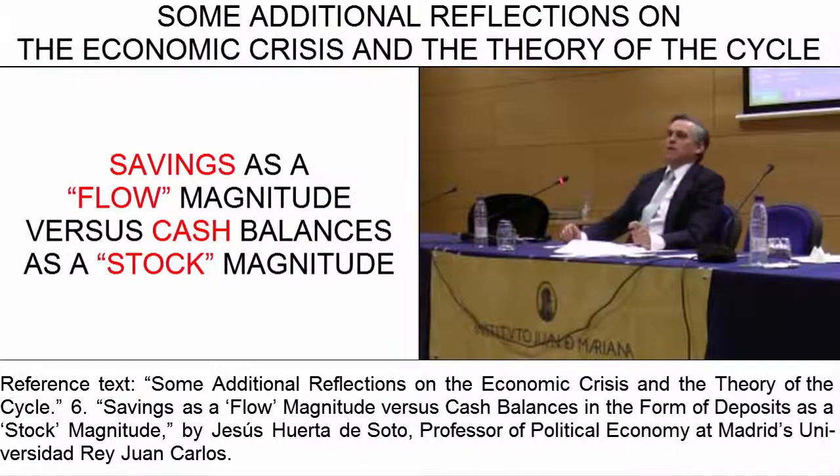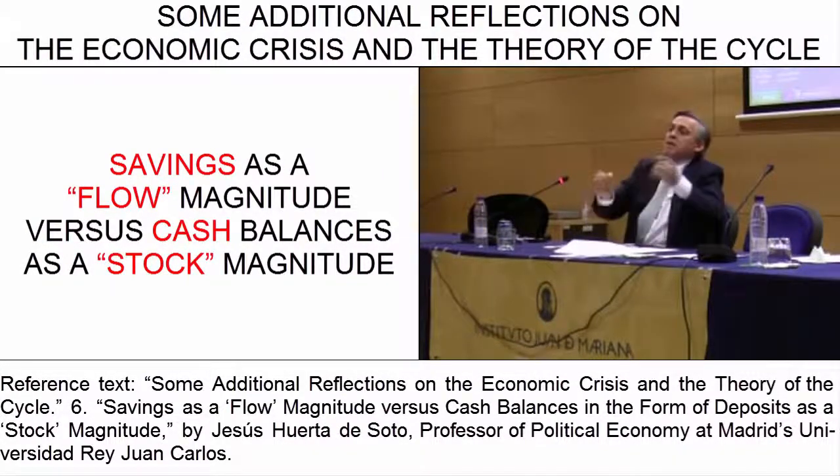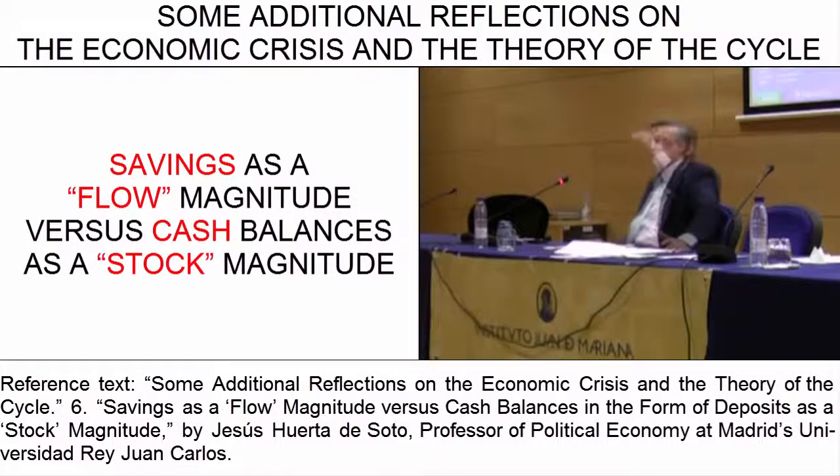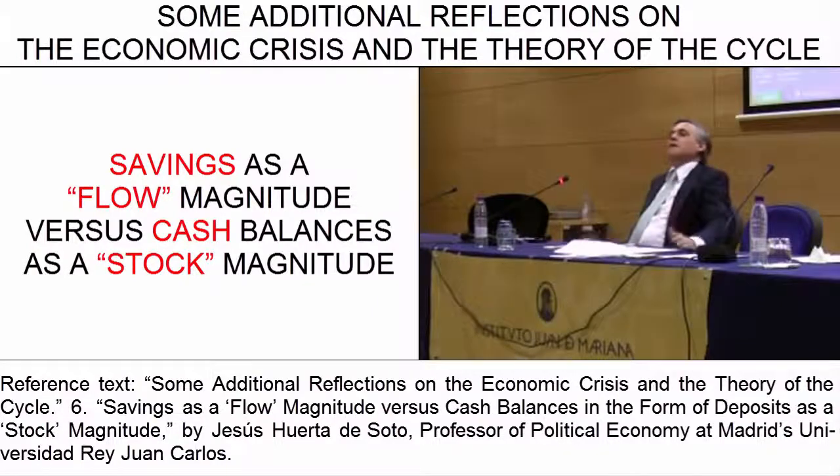My sixth point is a digression in which I explain that savings are a flow magnitude, while cash balances in the form of deposits are a stock magnitude. This is important. People often get confused about it in the discussion. We hear, deposits have been saved. Hey, what do you mean, deposits have been saved?